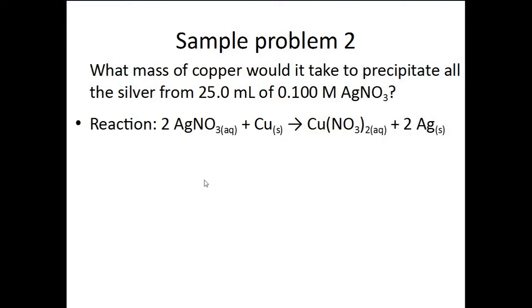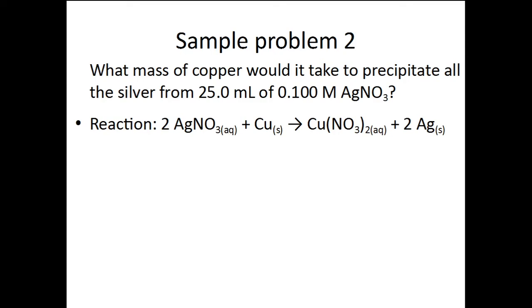I'm going to erase the whiteboard here. Our second practice problem is, what mass of copper, so that's our unknown, would it take to precipitate all of the silver from 25 milliliters of 0.1 molar silver nitrate? So here we're actually going to try to solve for a mass.